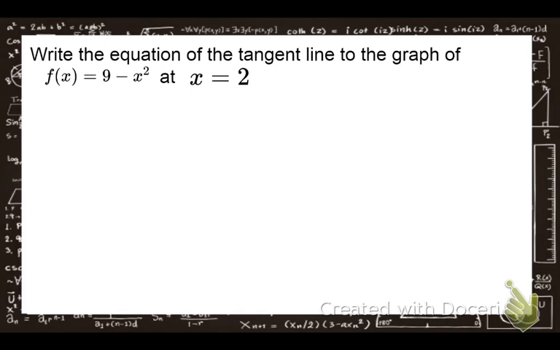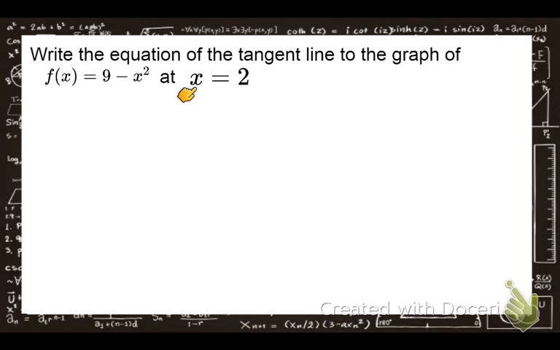One of the things I want to mention from this section, however, is about writing the equation of the tangent line. Remember, in order to write the equation of a tangent line, we need 2 things. We need a point and a slope. They give us half of a point in 2. To find the other half, we would plug 2 back into the original function. So 9 minus 2 squared would be 9 minus 4, which is 5. So our point would be 2 comma 5.